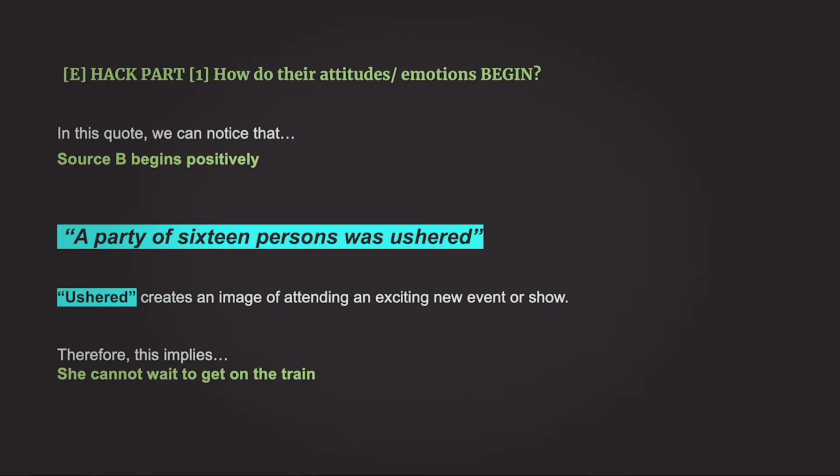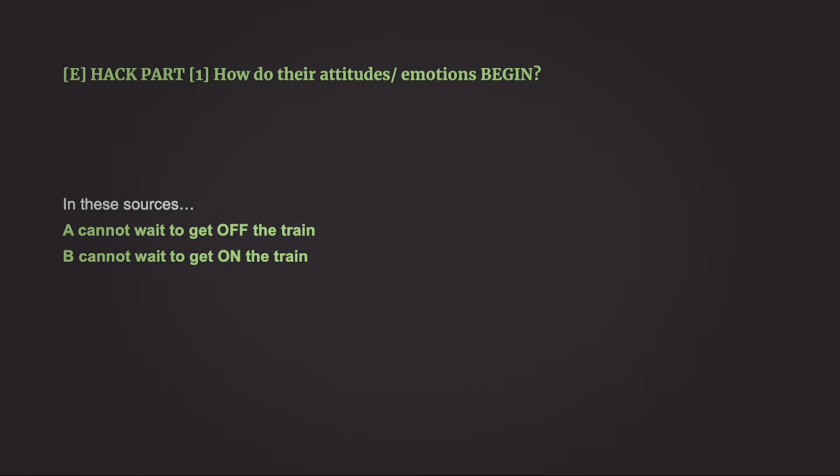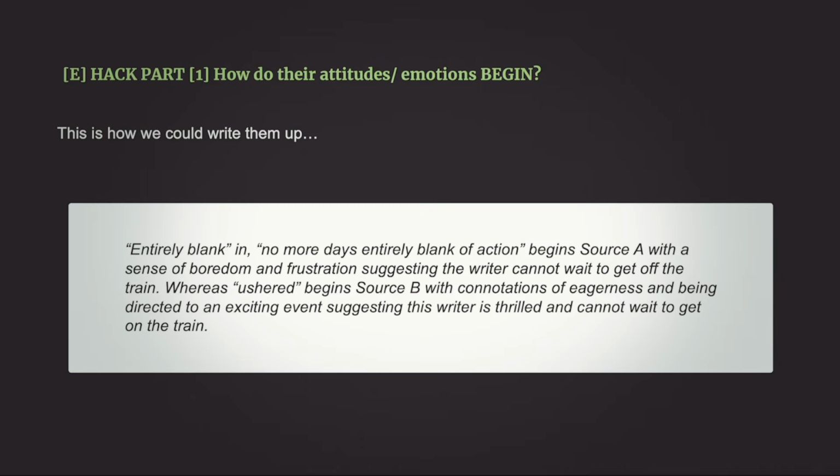But in these sources, source A cannot wait to get off the train, and source B cannot wait to get on the train. So we're comparing the idea of getting on and off at the beginning of the story. The examiners make this easy for you by having two texts that are very similar, with lots of comparisons for you to make. This is how we could write them up.